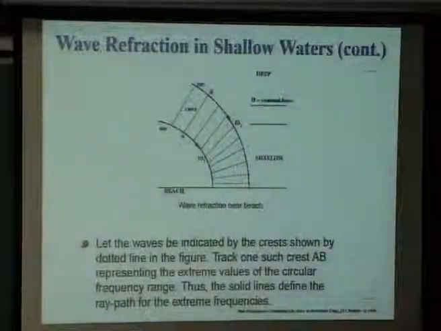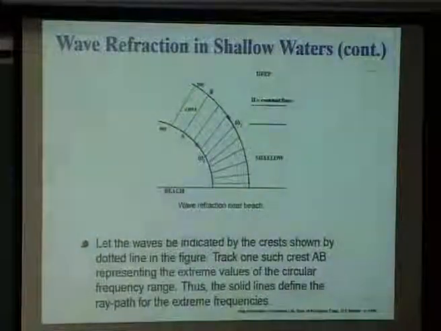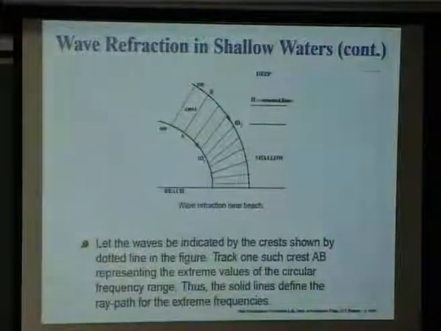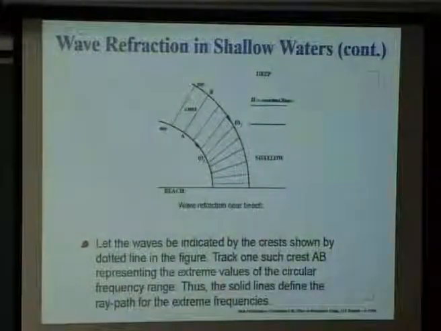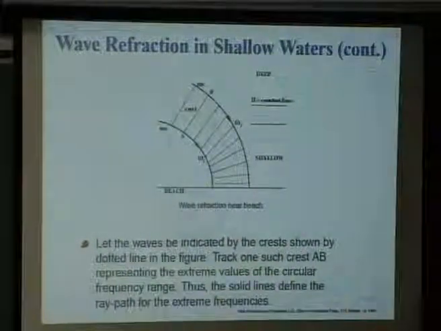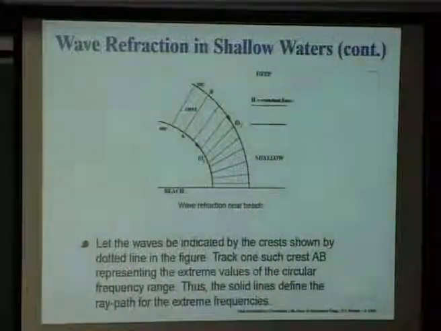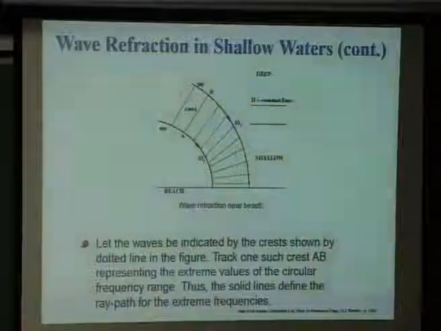So, what happens is, if I look at an individual crest like a b, the point b will move faster compared to point a. As a consequence, the point b will move a longer distance compared to a, and slowly it will turn in a clockwise manner. And of course, when you reach the near vicinity of the beach, it becomes parallel.